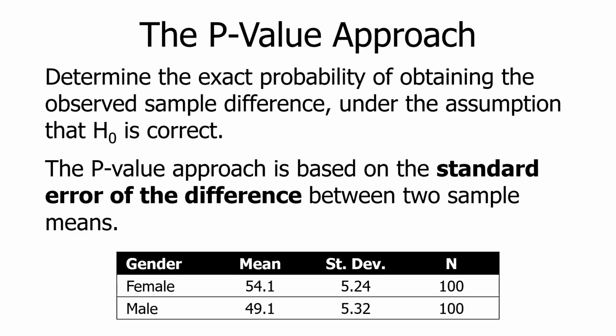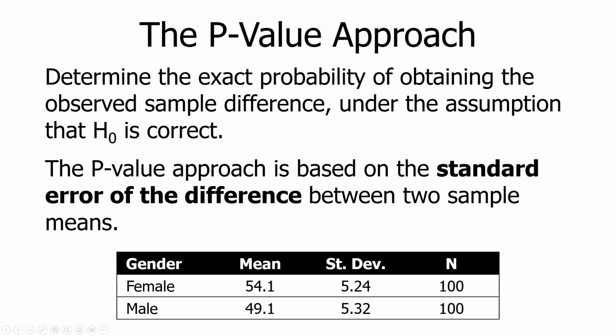And here's the table again. There's 54.1 for the female mean, 49.1 for the male mean. In this case, we're going to work with this difference of 5 units on this feeling thermometer scale. And so what we're after is the standard error of this difference, and just how much error is there in that 5. How big could the difference be in the population? How small could the difference be in the population?